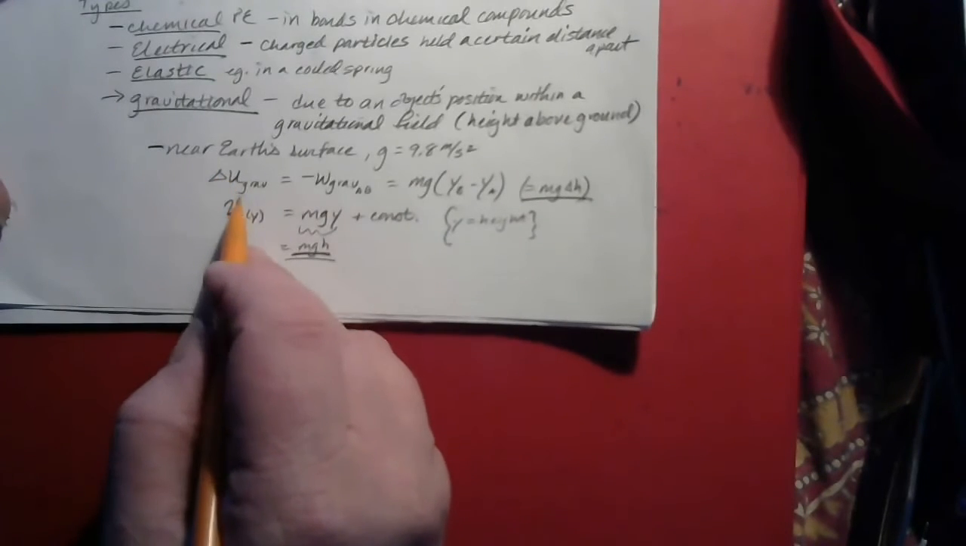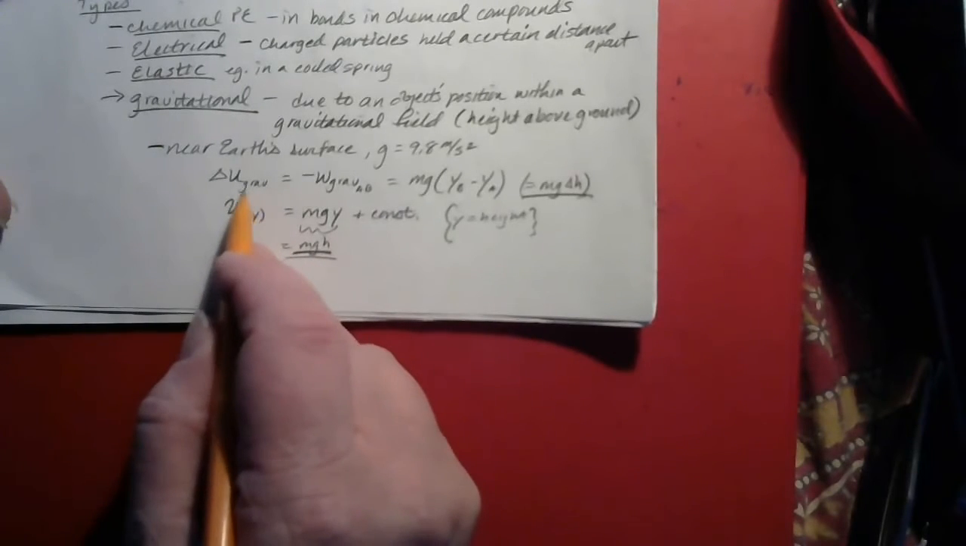When we take changes in potential energy, first of all, the symbol for potential energy is, in physics, U. And delta U just means change in potential energy. So the change in potential energy due to gravity would be the negative of the work that would have to be done against gravity to hold the object where it is.